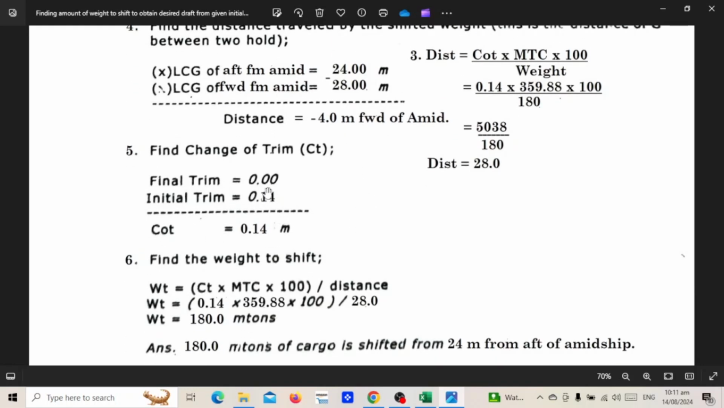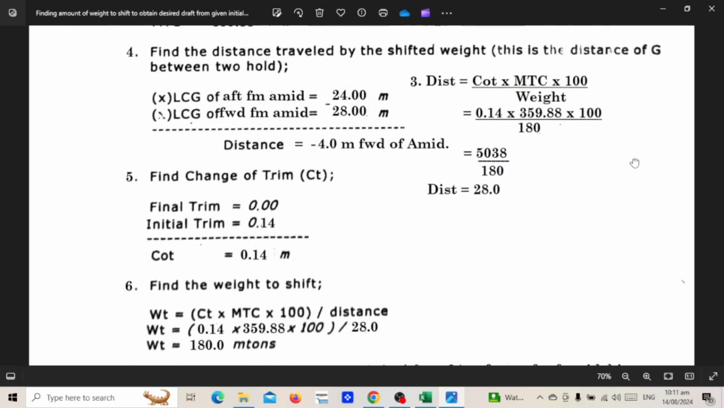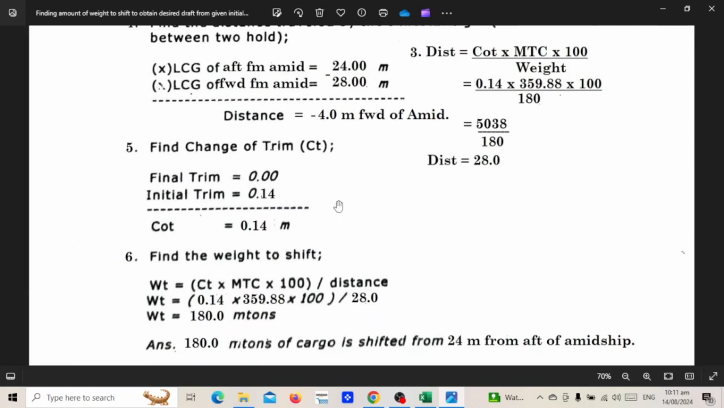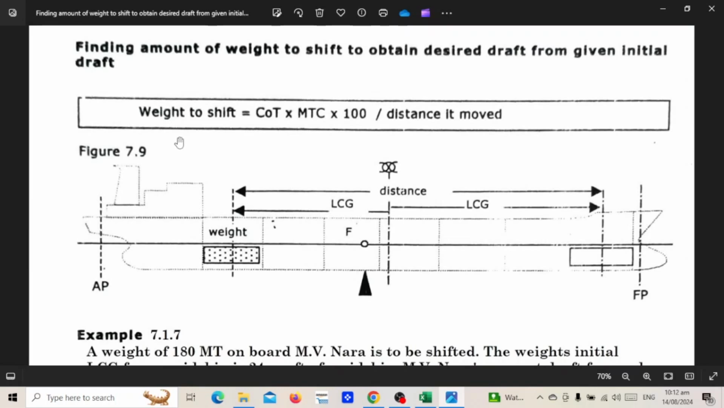Then we have the change of trim, because from the initial trim of 0.14, you want to make the vessel even keel. So your change of trim is 0.14. Now, how to find the weight? Okay, this is the weight now. Weight, or this one, from this formula, weight to ship is change of trim times MTC times 100 over the distance it moved. Okay, from one point to another.